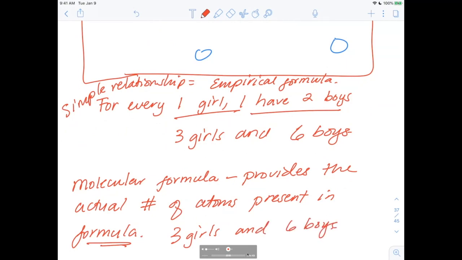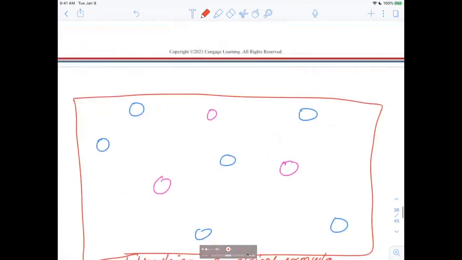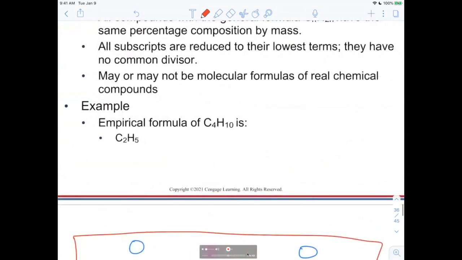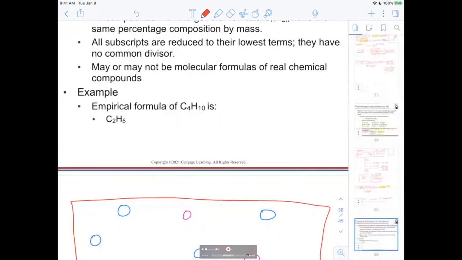But if they say empirical formula, then you would say for every one girl, I have 2 boys. Or for every one girl, there are 2 boys. For every 2 boys, there is 1 girl. Okay? So hopefully you understand that. So in the context of the chemical formula then, most of the time they give you a molecular formula and they ask you to take the molecular formula and find the empirical formula.